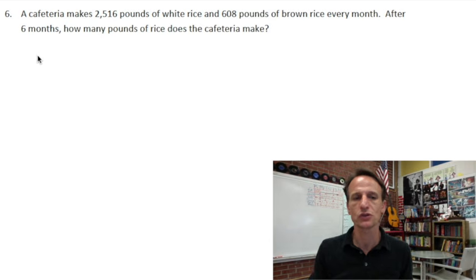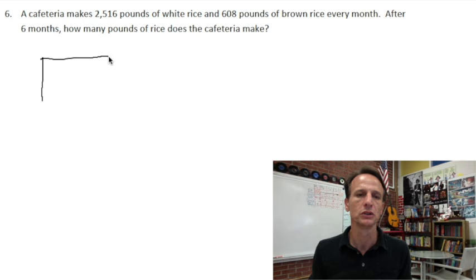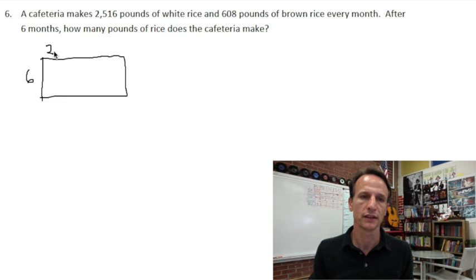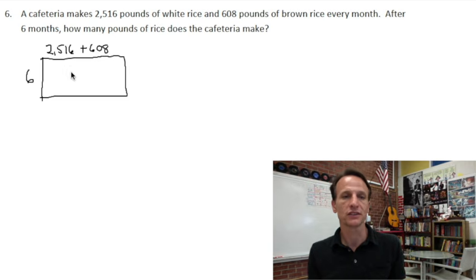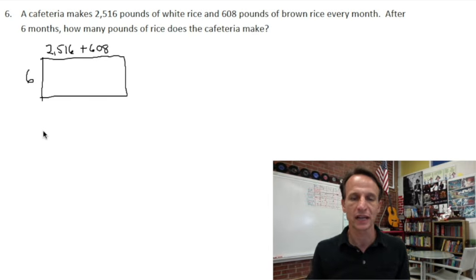Okay, so we could see we need to put these together, right? In fact, we can draw a kind of cute little area model. What we're doing is we're saying, hey, we're doing 6 months, and this would be 2,516 plus the 608, and that would give us our total for 6 months, right? So we could start off by adding together the 2,516 pounds of white rice.